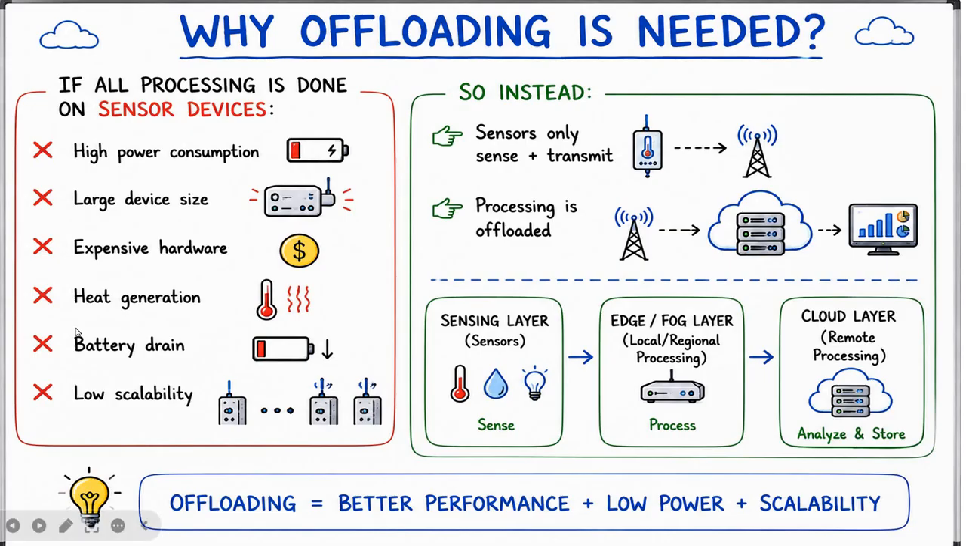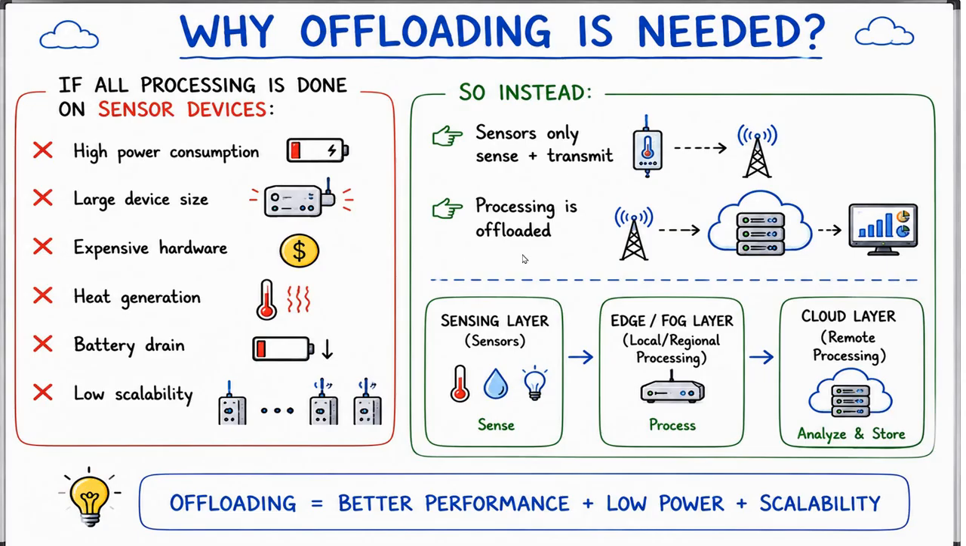So, in order to avoid all these problems, offloading is used. That is, the sensors here will only sense and transmit. That is, these are the devices which focus on the collection of the data and sending it to other layers, and it keeps the devices simple, lightweight and energy efficient.